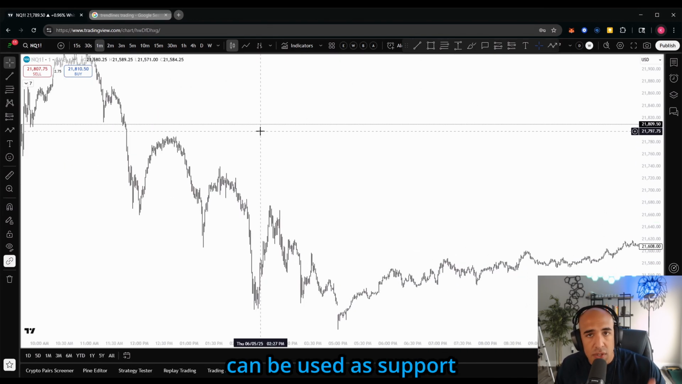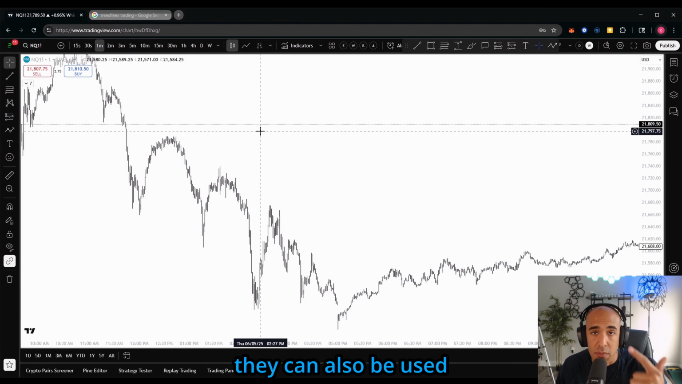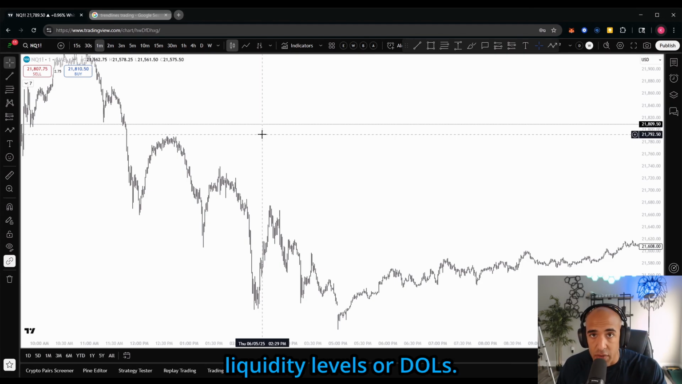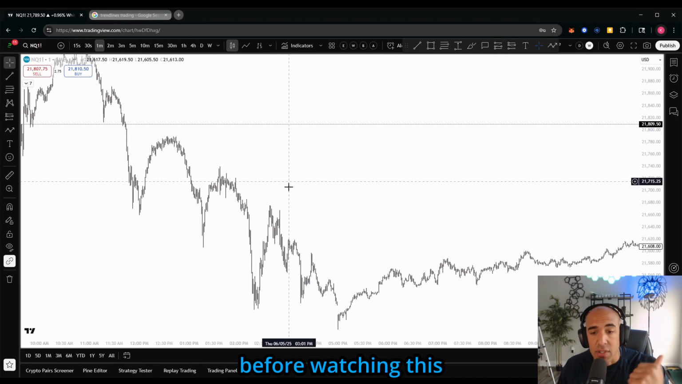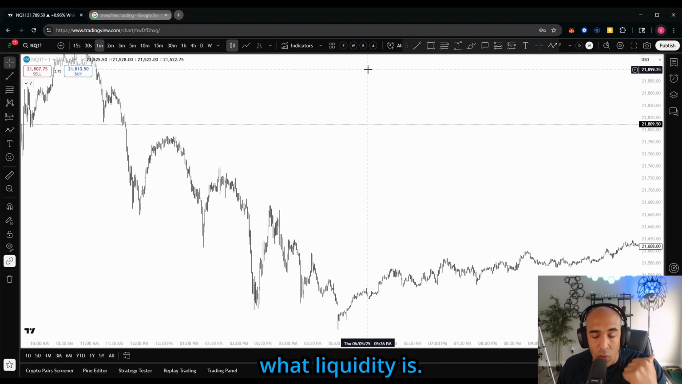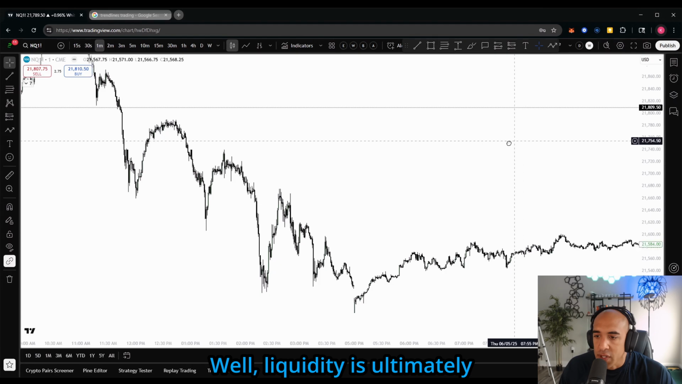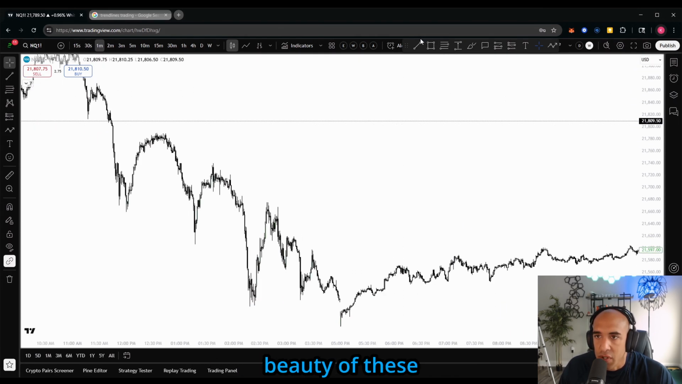Trend lines can be used as support and resistance levels, but they can also be used as draw on liquidity levels, or DOLs. I do have a liquidity video in the academy. Go check that out before watching this if you want more insight on what liquidity is. But liquidity is ultimately what drives price, and I want to show you the beauty of these trend lines here.